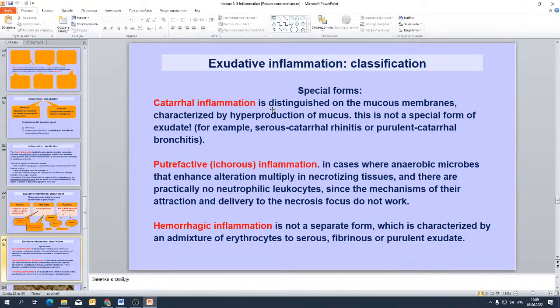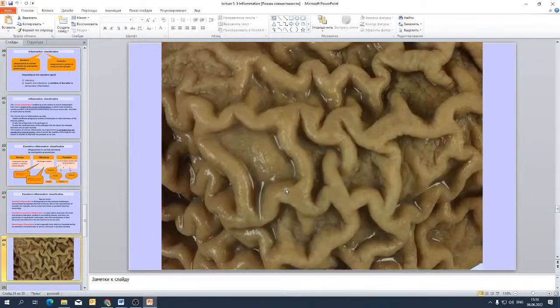And then we discussed hemorrhagic inflammation. It is not a separate form, which is characterized by an admixture of erythrocytes to serous, fibrinous, or purulent exudate. And then I show a picture. What is it? Often students tell me it's brain, not a brain. It's mucous membrane of stomach. This patient has catarrhal inflammation, and mucus.